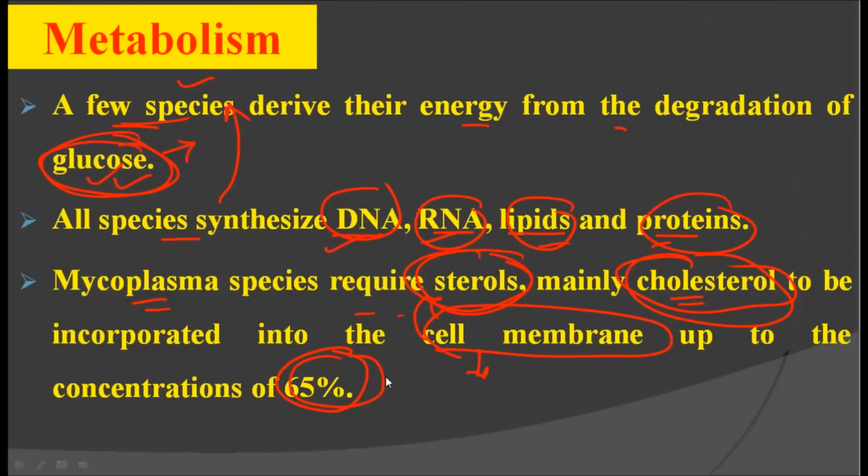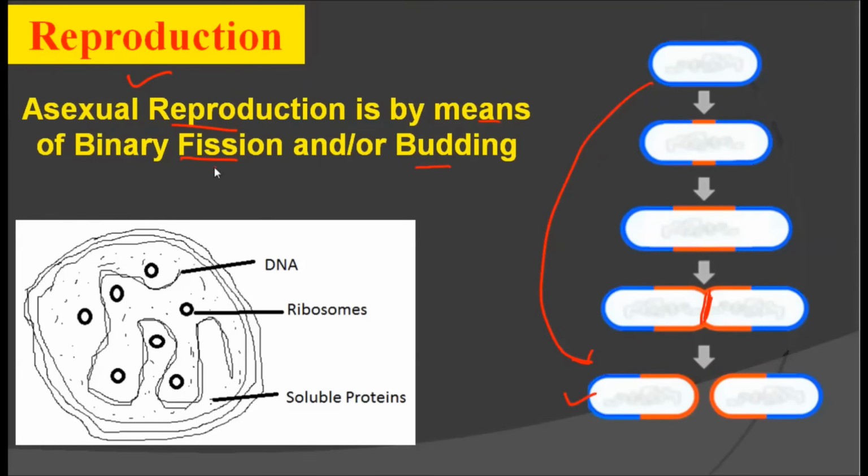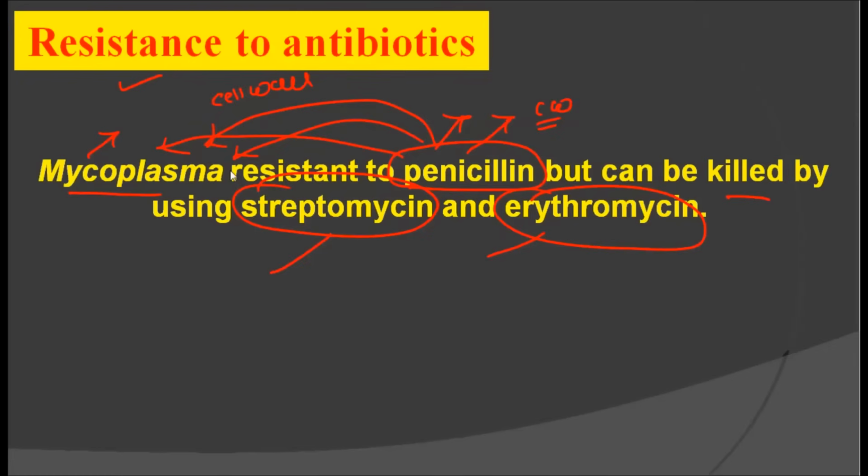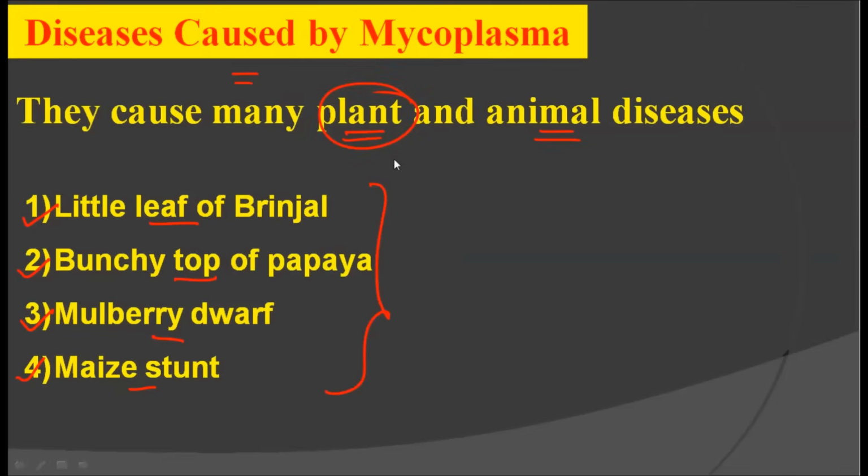And we have studied binary fission and budding. These two types of asexual reproduction are found in the mycoplasmas. And then we have seen why they are called the jokers of microbiology, because they lack a cell wall and have no definite shape. Mycoplasma shows resistance to penicillin due to the lack of cell wall, but they can be killed by streptomycin and erythromycin. And then we have seen the diseases caused by the mycoplasma in plants and some insects. Here are four examples belonging to the plant kingdom caused by the mycoplasmas: the little leaf of brinjal, bunchy top of papaya, mulberry dwarf, and maize stunt.